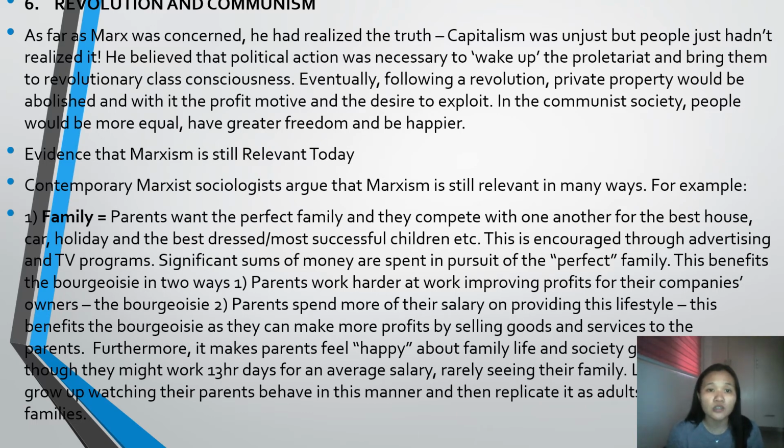Evidence that Marxism is still relevant today. Contemporary Marxist sociologists argue that Marxism is still relevant in many ways. For example, family.